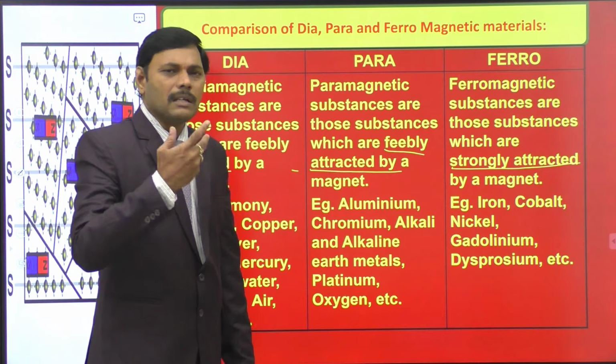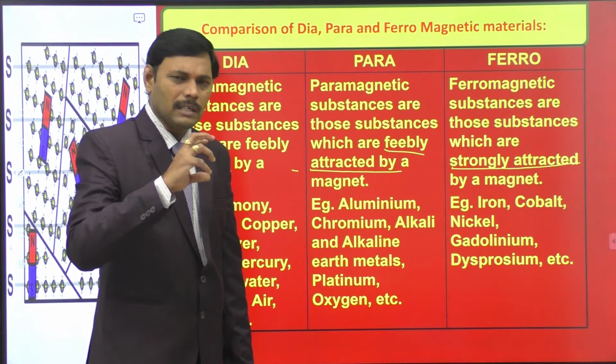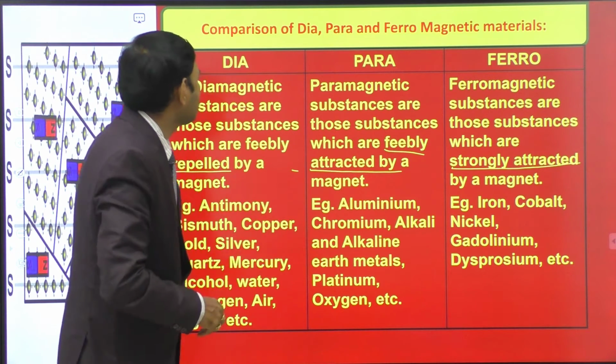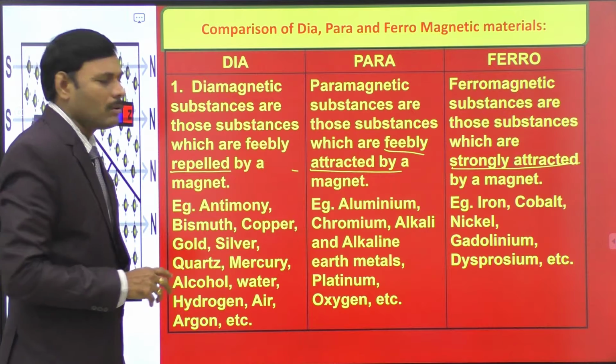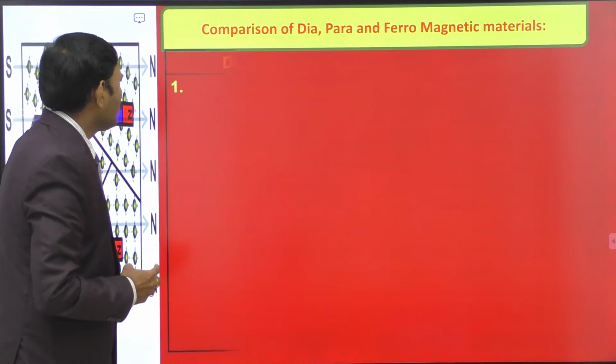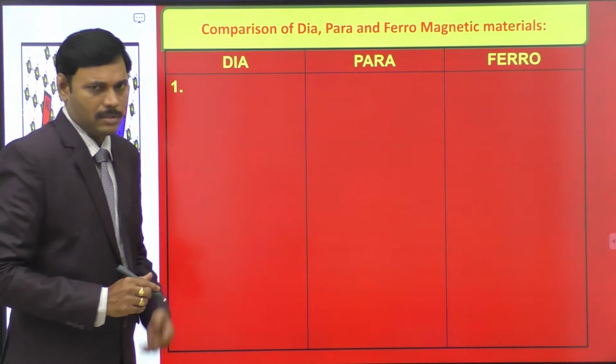Then we would like to know what the structure difference and nature difference are that give these three different properties, such as dia, para and ferro properties. So let us move on to that discussion. Here the first one is diamagnetic substances.